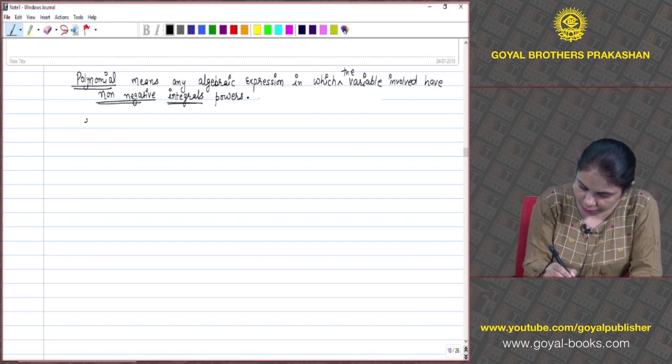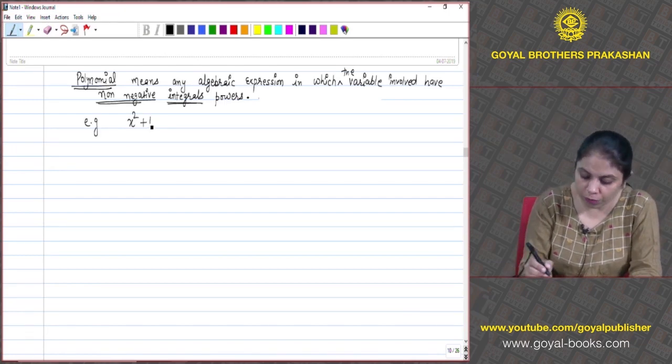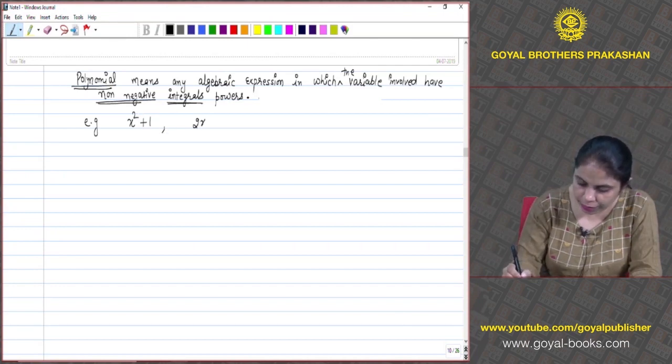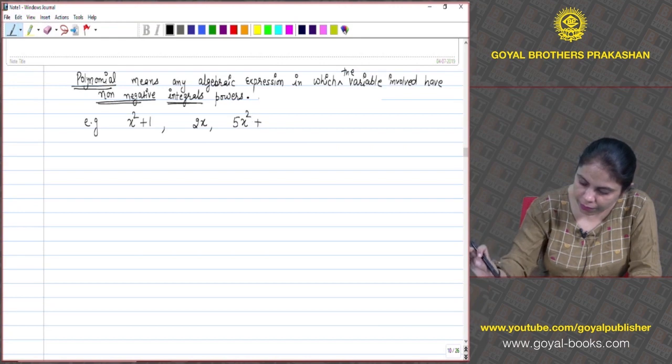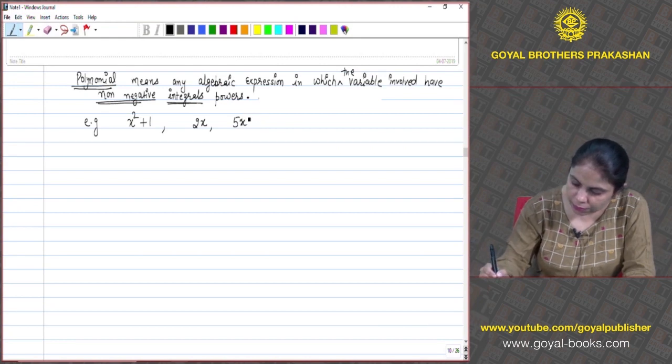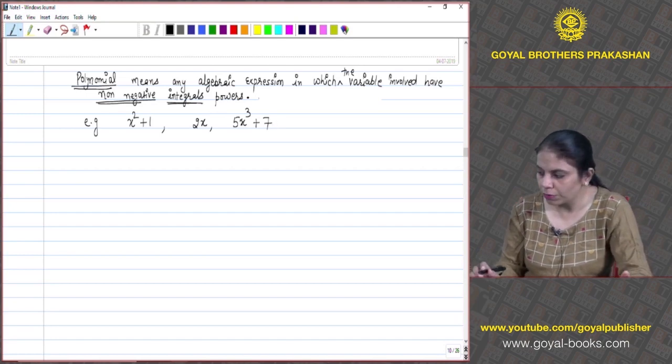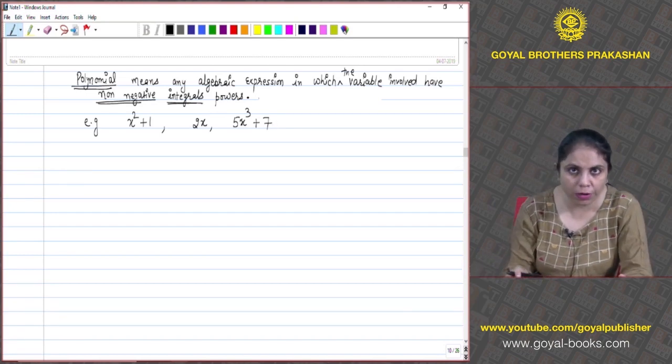Okay, like x square plus 1, this is a polynomial because the power of variable is 2, that means this is positive and integer. 2x, 5x cube, 5x cube plus 7. Students, clear? So all these are examples of polynomial.